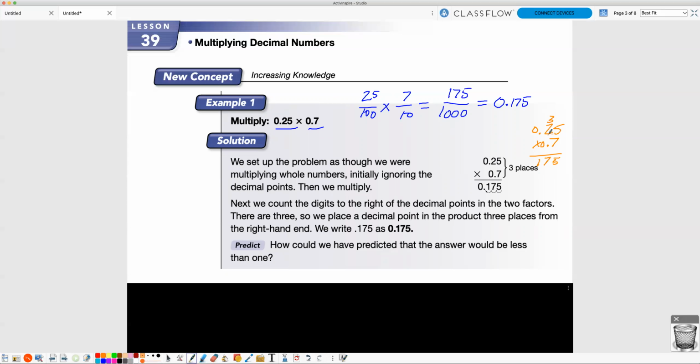And now I have to count my decimal places. There's 1, 2 here, and 3 here. That's 3 total places. That's what they're putting here. And then they move the decimal from this position once, twice, 3 times. It goes right there. It'd be the same as 175 thousandths.